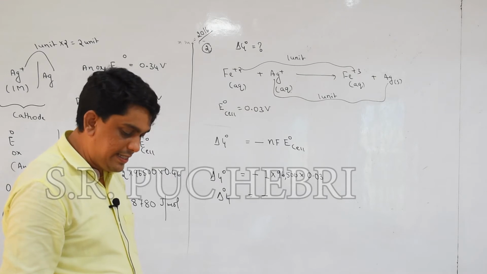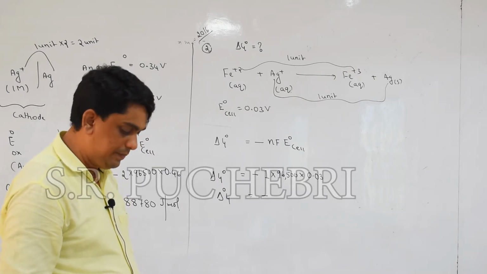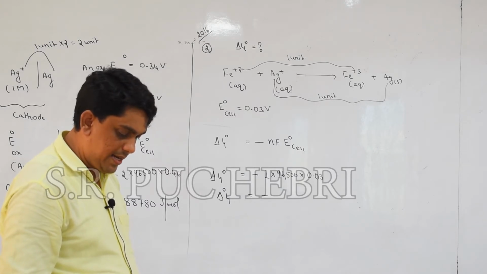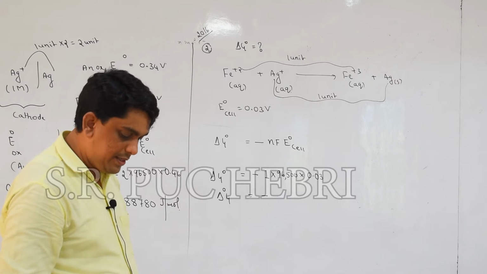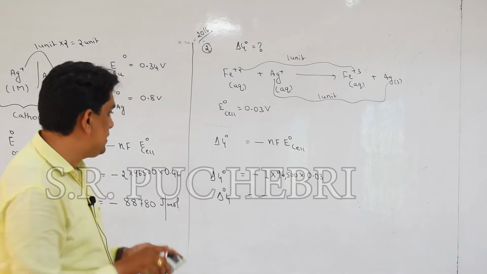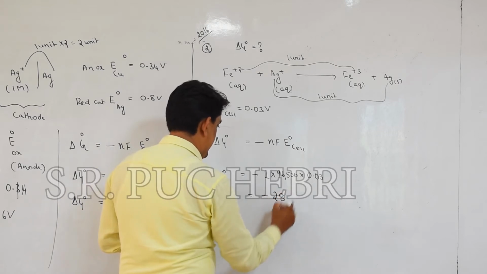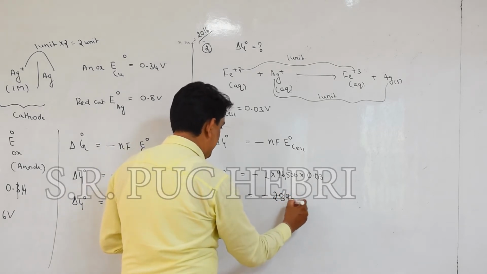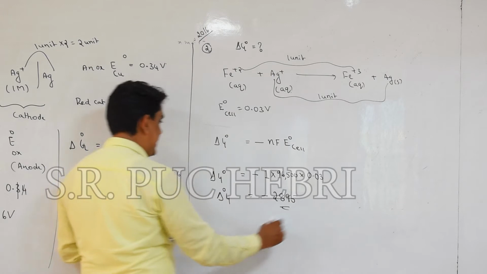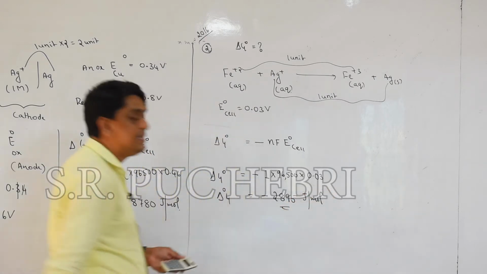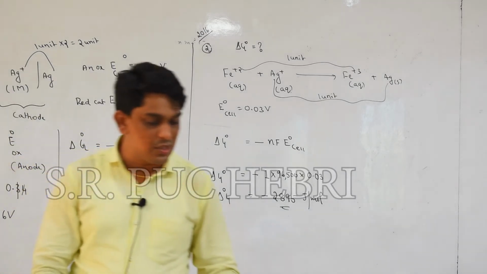We have 96,500 into 0.03. The answer that I got here is 2,895. You know that it is energy in joules per mole. It's done. So question number 2 is also done.